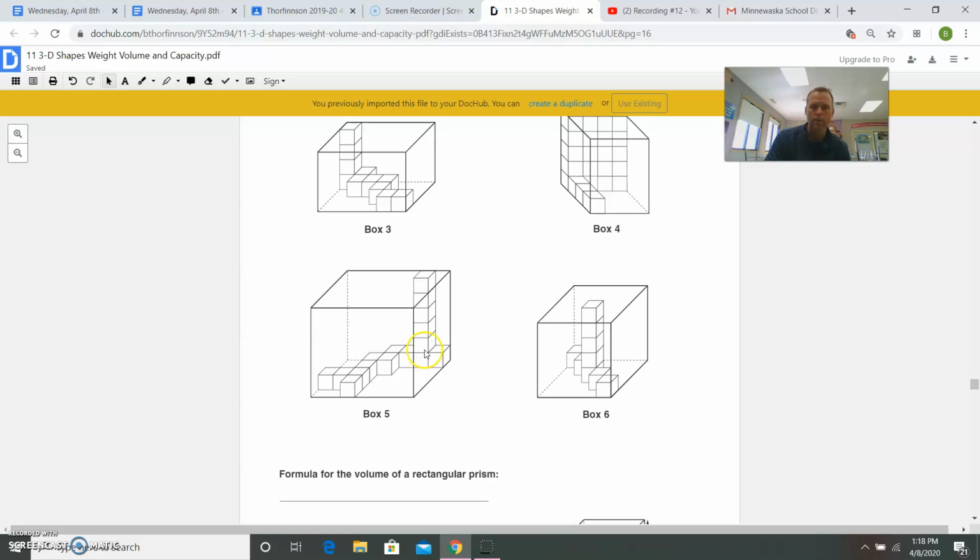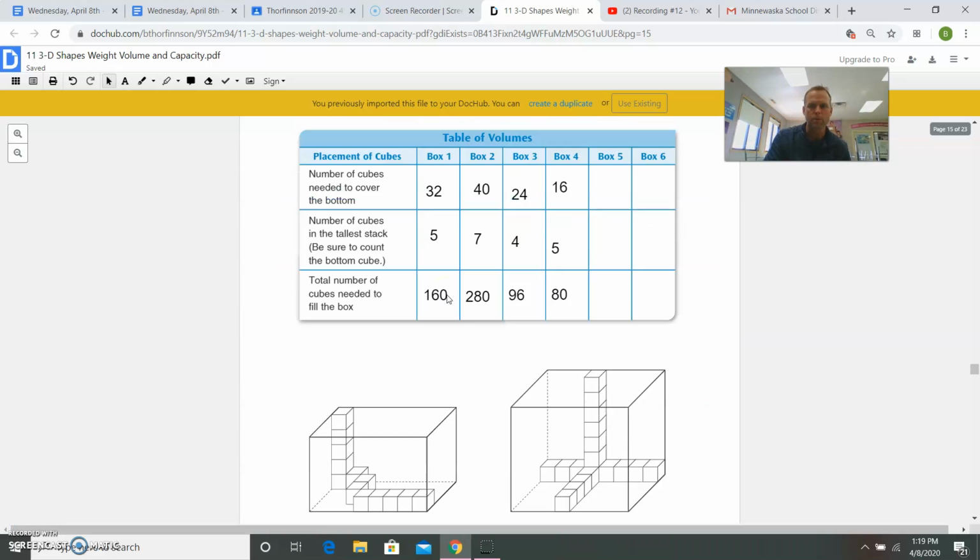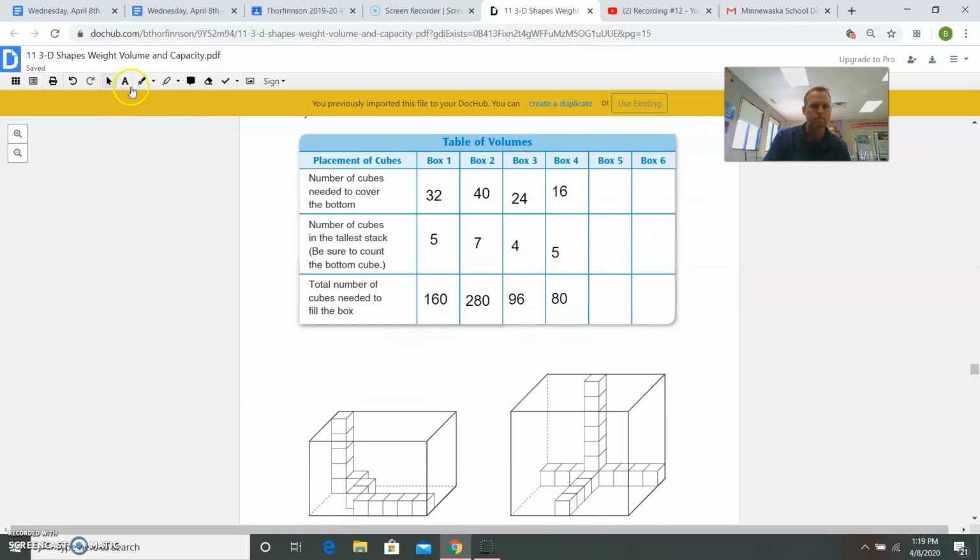Then our height is 1, 2, 3, 4, 5, 6. So we'd have 35 boxes to fill the bottom, and we would have 6 layers of 35. So we go back up to box number 5, and we fill that out. We said there were 35 to fill a bottom row, and then we also said there were 6 stacks. 6 stacks of 35 is 210 total boxes to fill that shape.